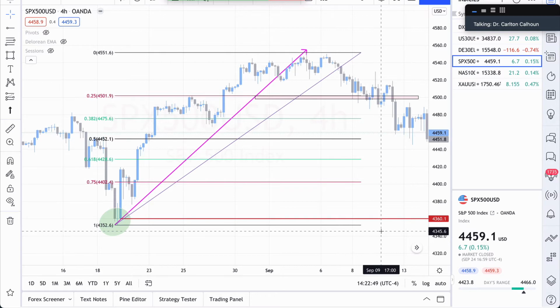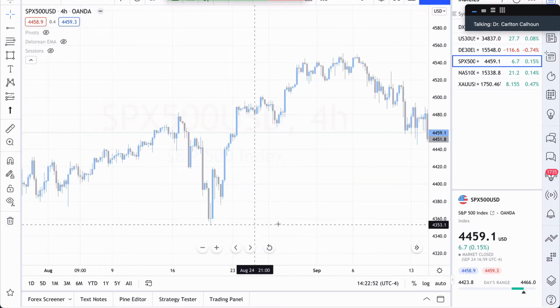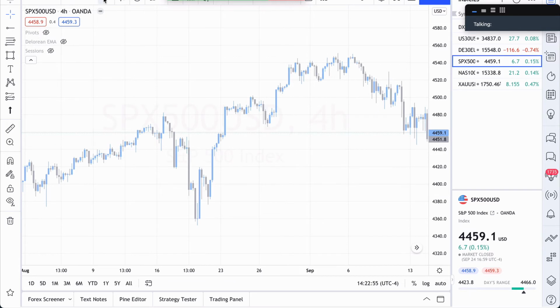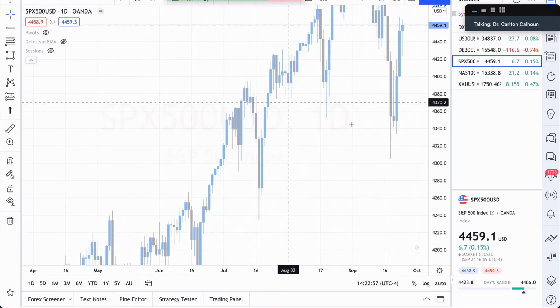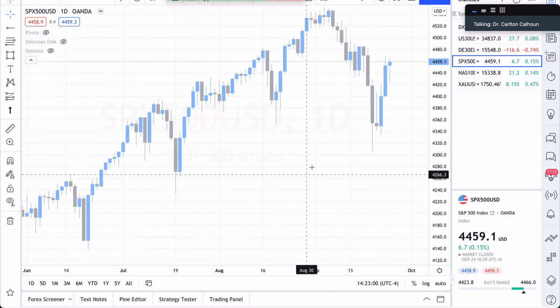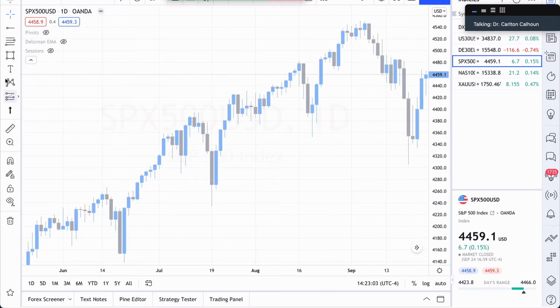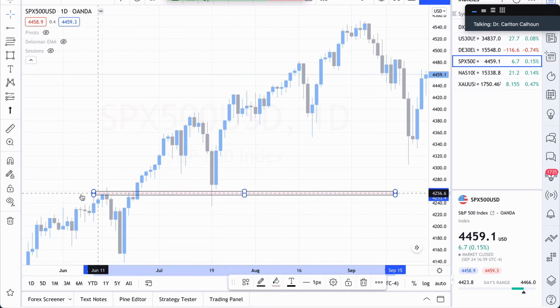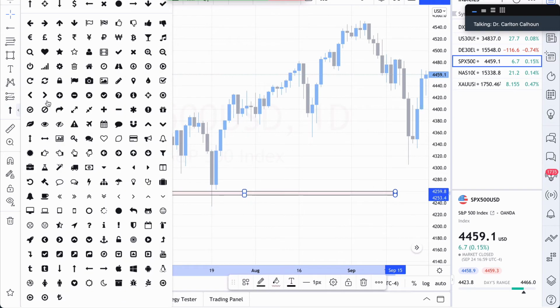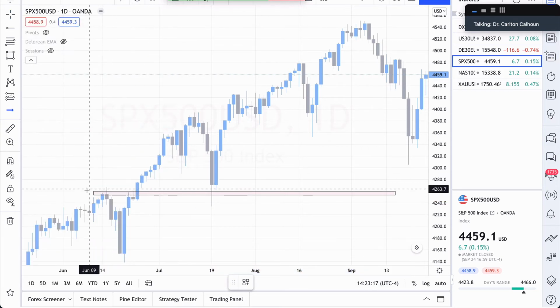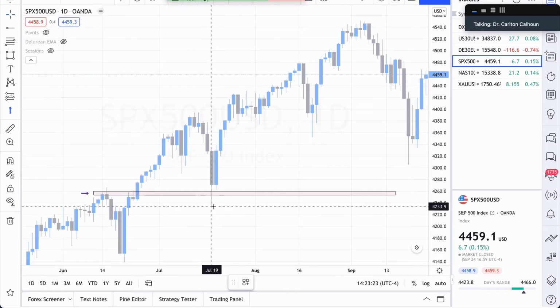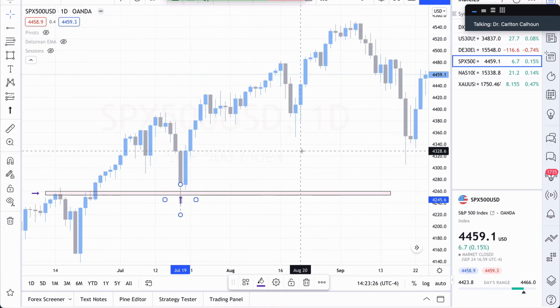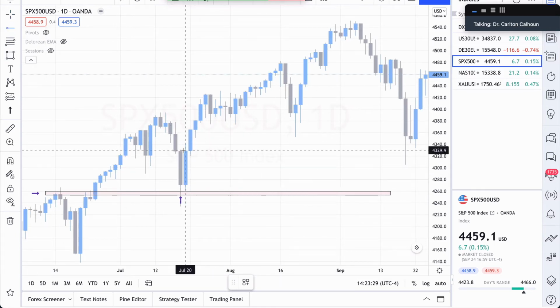And something else that I can tell you on the indices, when they make their initial breakout, they retrace generally 100%. Watch. Here's a breakout right here. Broke out, retrace. And when I say 100%, I mean back to the area that it broke out of. Here's the breakout. 100% retracement. Here's another one.